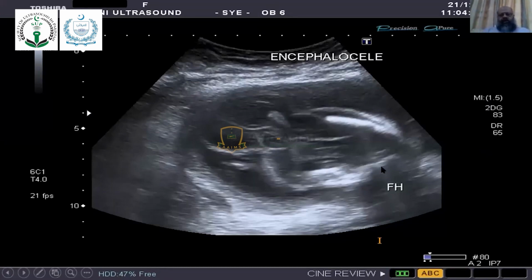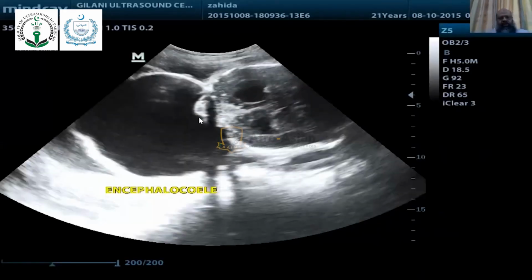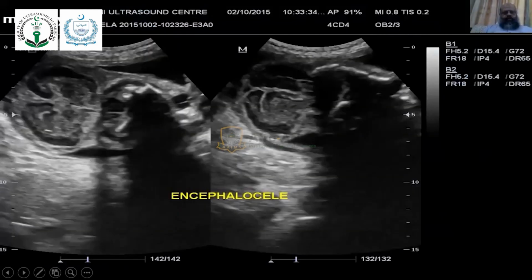This is another case, the fetal head, and a large defect. The meninges and brain matter are protruded, herniated in the posterior aspect of the skull, which is the occipital. This is another one, a defect, but a small part of brain matter is herniated, then meninges and some fluid. This is another case. There is a large defect. These are the skull bones and the herniated brain.